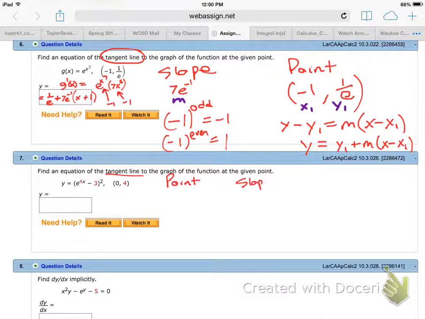Next piece, same process. Equation of the tangent, 0.04. What we want to do now is get the derivative, and there is something to this derivative.